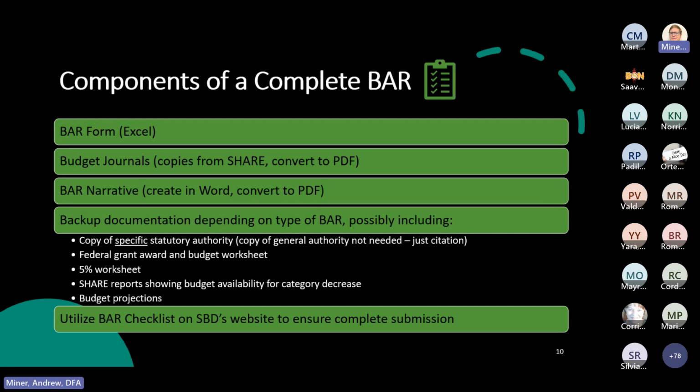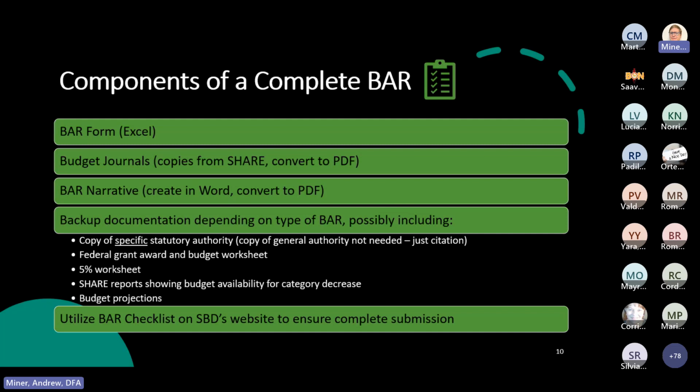If it's a federal BAR, you should include a copy of the federal grant award and the budget worksheet. If you're using the 5% rule, you should include a 5% worksheet that shows how much of that 5% authority you are using as part of this BAR. SHARE reports that show the budget availability for a category decrease. So if you want to move $500,000 out of the 200 category, then you need to show us a SHARE report that says you've got that much budget left to actually move it out. Otherwise it would error out if we tried to do that.